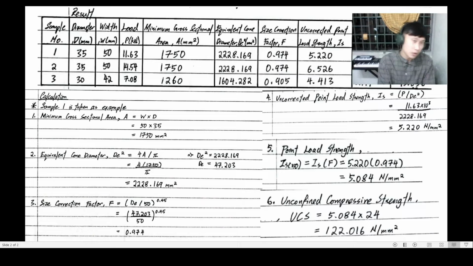Going back to the second and third columns, we can see that the diameter and the width of the third sample are much smaller than the first and second samples. The load applied on it is also smaller than on the first and second samples. That is the reason making its unconfined compressive strength way lower than the first 2 samples.